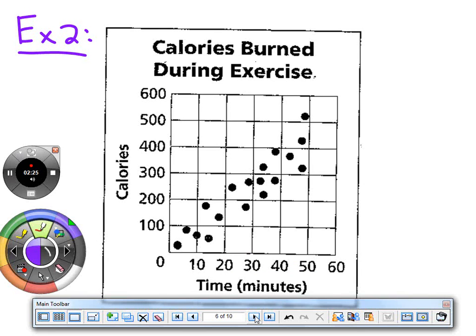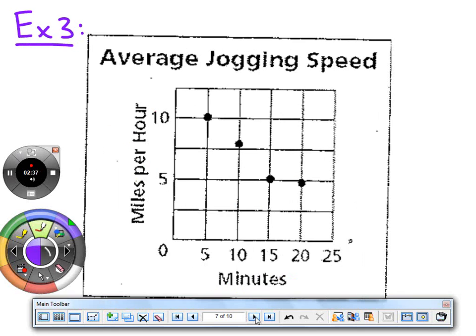Another one, you know that as you spend more time exercising, you're going to burn more calories. So we clearly see dots are going up as the minutes are going up. Average jogging speed, not necessarily for everybody, but on average, when people jog for longer, they may start decreasing their speed. I know that if I was jogging for 15 minutes, 20 minutes, 25 minutes, my speed would definitely, on average, start decreasing pretty rapidly.